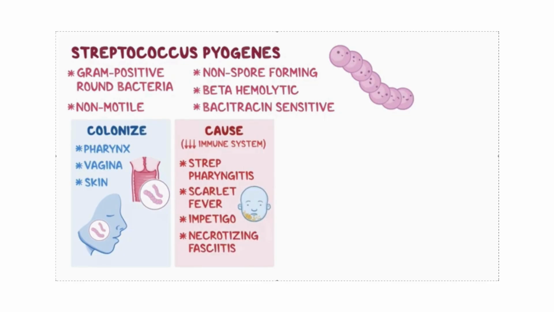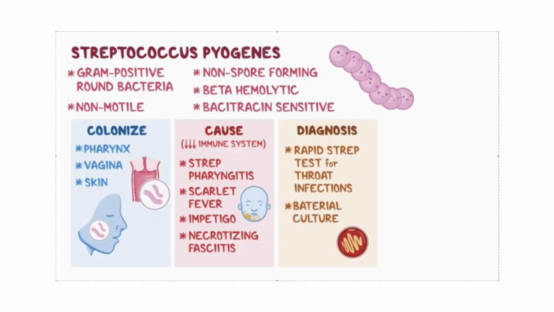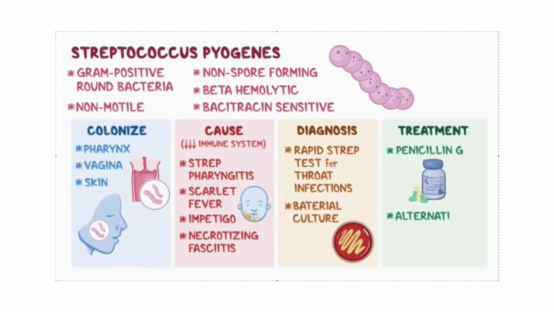Post-infectious sequelae include acute rheumatic fever and post-streptococcal glomerulonephritis. Diagnosis may be done with a rapid strep test for throat infections or with a bacterial culture from the affected site. Treatment can be done with penicillin G, and alternatives include cephalosporins such as ceftriaxone and macrolides such as azithromycin.